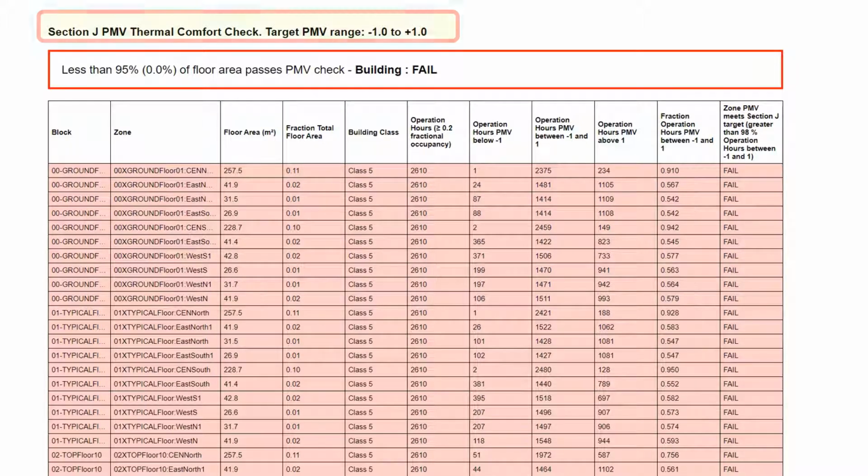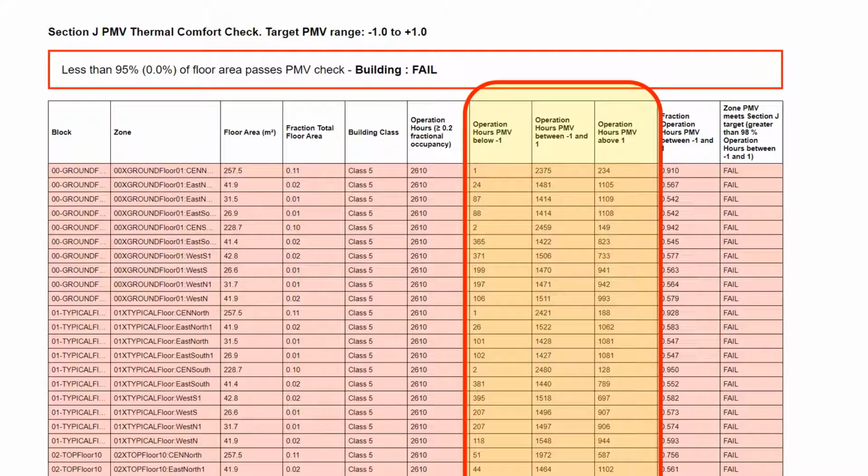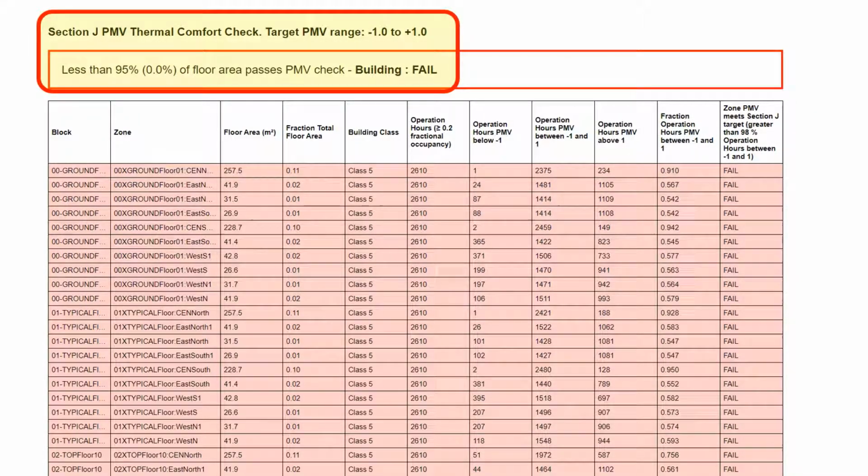The second table in the report shows the results of the thermal comfort check. In this case, to achieve a pass at the building level, the NCC requires that 95% of the occupied floor area achieves a zone level pass condition, which is where 98% of the operation hours have a thermal comfort PMV value in the target range. The table shows how many of the operation hours each zone is below, within, and above the thermal comfort target range, and shows a pass-fail for each space and the whole building based on the NCC conditions.